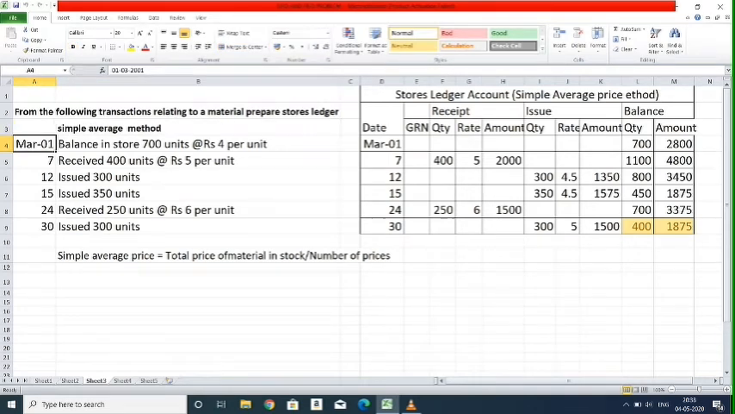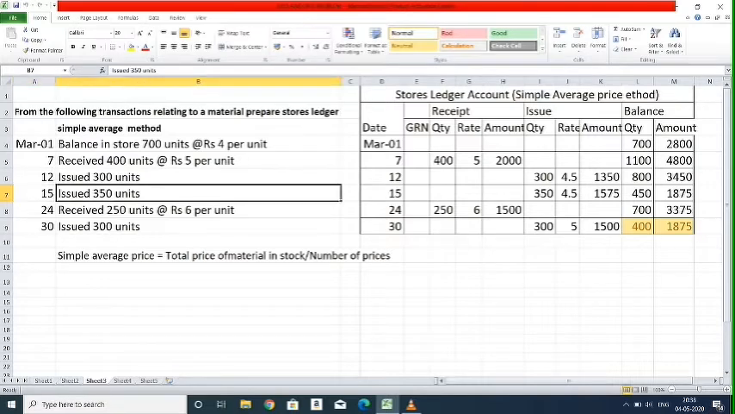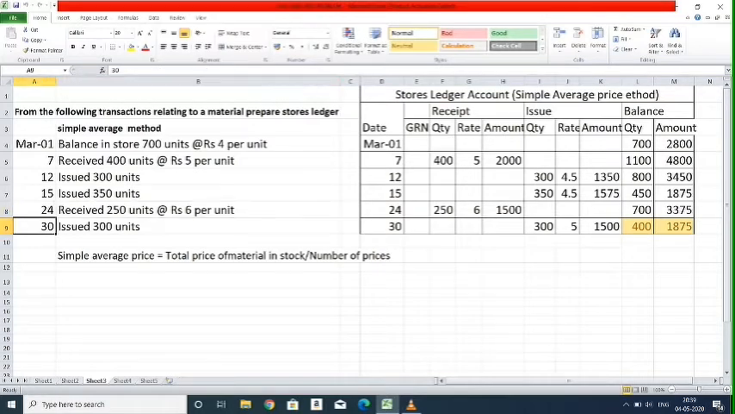March 1st, balance in store 700 units at the rate of rupees 4 per unit. Then March 7, received 400 units at the rate of rupees 5 per unit. Then on March 12, issued 300 units. Then on March 15th, issued 350 units. Then March 24, received 250 units at the rate of rupees 6 per unit. And then on March 30th, issued 300 units. This is our question.